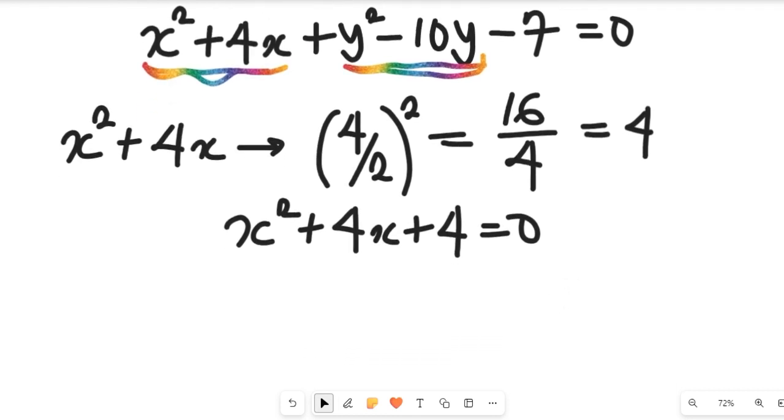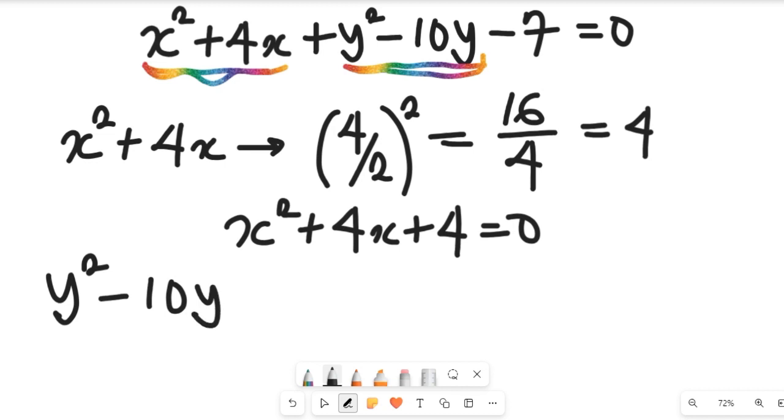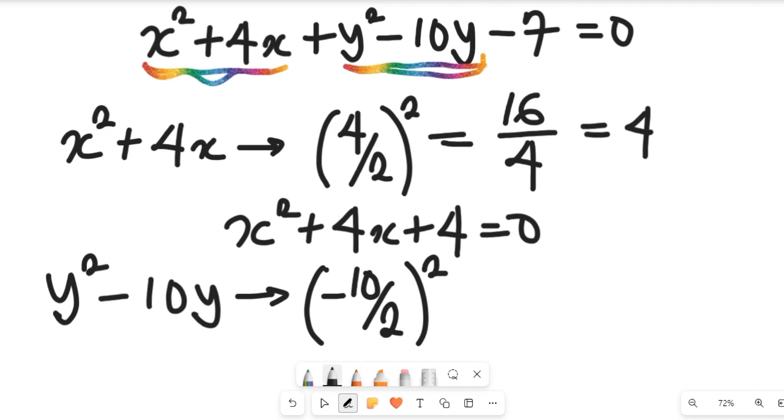Now, given the other expression, we have y squared minus 10y. So we are going to consider taking half the negative value of 10, square it, and add it to both sides to complete the square. Half of 10 is 5, and 5 squared is 25, right? Good.